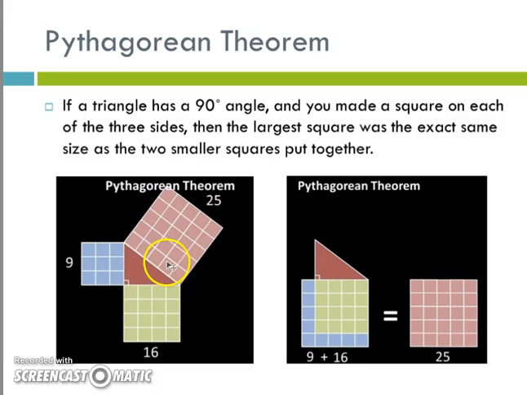The thing that's cool with the Pythagorean theorem is if I were to add the squares of the lengths of the two sides, so 9 plus 16, it's going to equal the square of the hypotenuse side. So 9 plus 16 is a total of 25. That's the same as the square of the longest side, which also equaled 25.